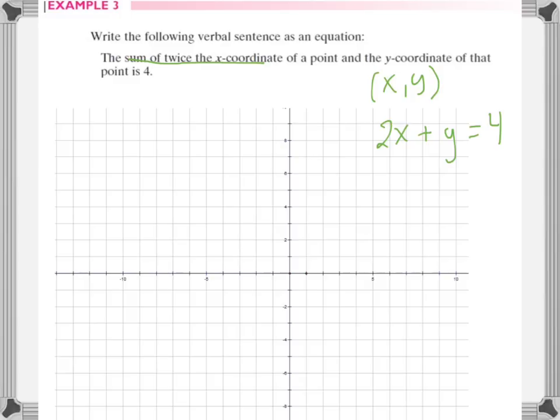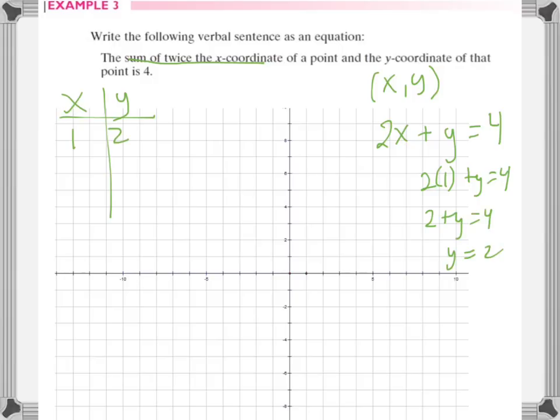If I were asked to draw this equation, what does this equation look like on a graph? What I could do is come up with some xy pairs and make my line. So if x were 1, I'd have 2 times 1 plus y equals 4. So it's 2 plus y equals 4. y must be equal to 2. So let's graph that, 1, 2. Okay, that's a solution.